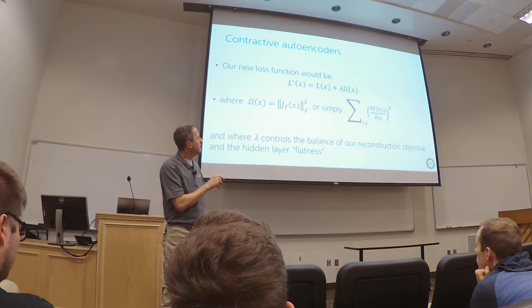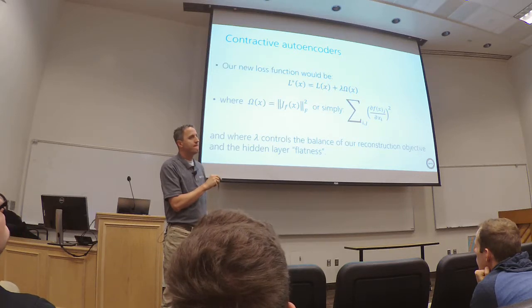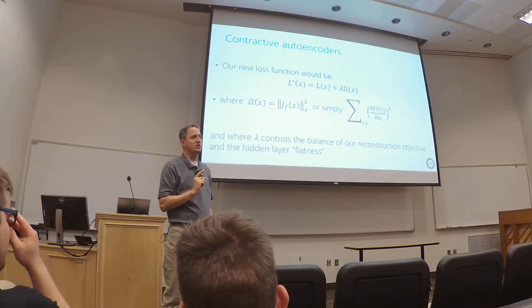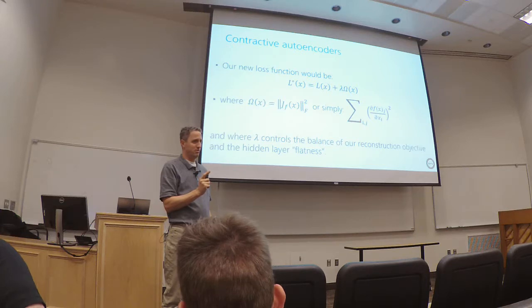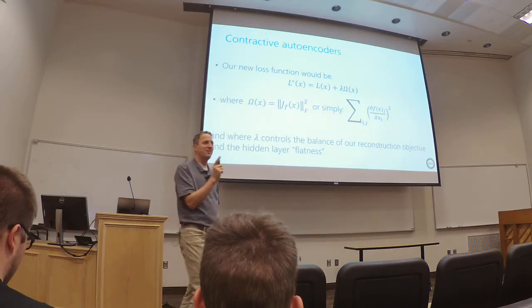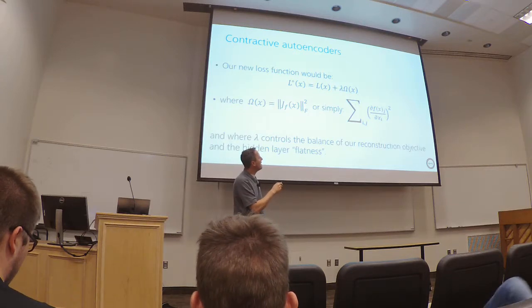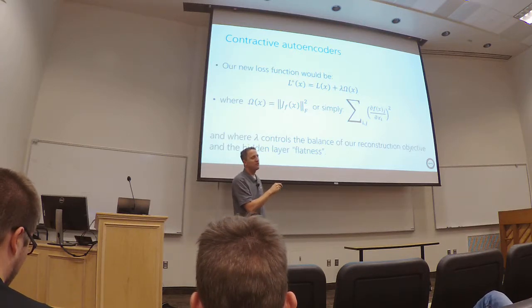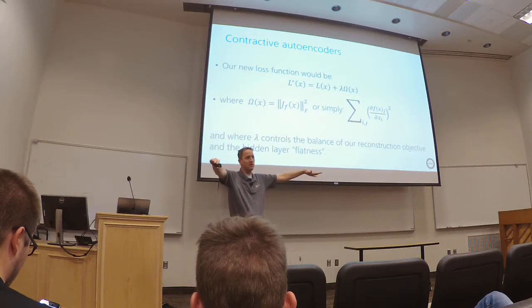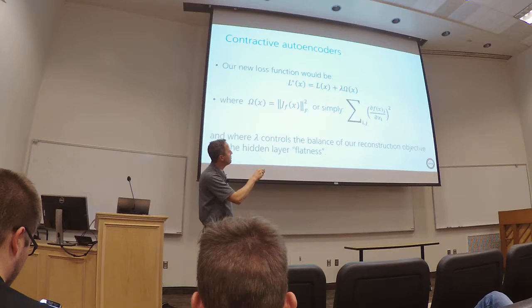So if lambda is really, really big, what would happen to this loss function? We try and find a flat function. I try to find a perfectly flat function. And what would that give you? Would that be good or bad? Well, so I think if lambda is too big, it's going to give you a perfectly flat function, which is just like a constant function. So not good.